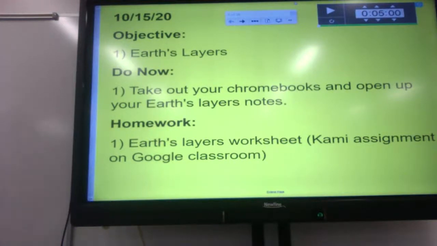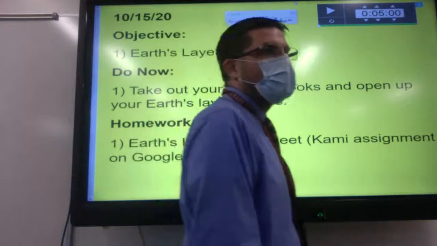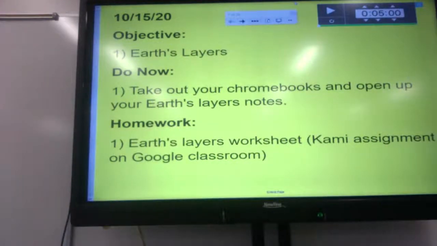Okay, so Erica, when you open up your notes, since you've already opened them up, you would open them up from your drive. Because every time you open up from Google Classroom, it's going to create a new copy. For those of you that haven't opened them yet, you will open them up from Google Classroom. It should be a couple things down in the feed, because I did post it on Tuesday.